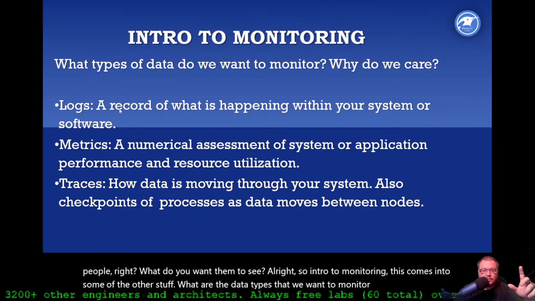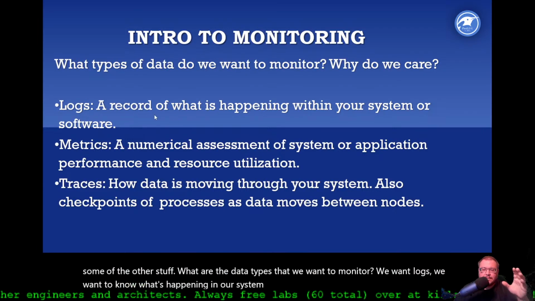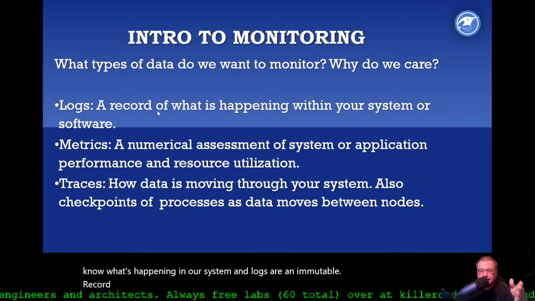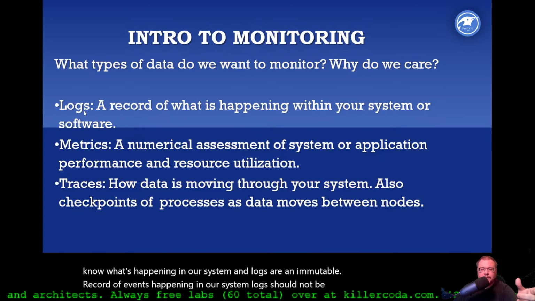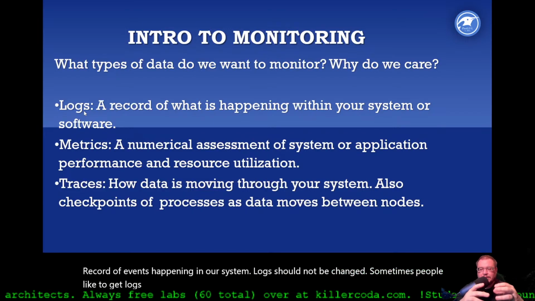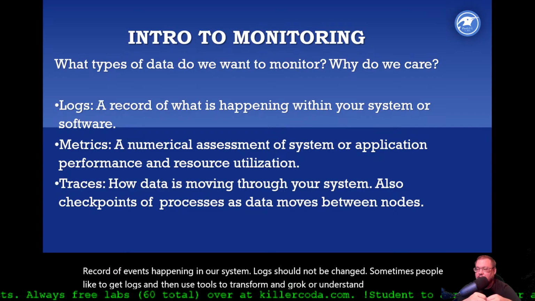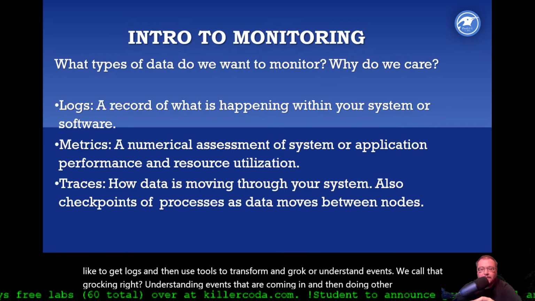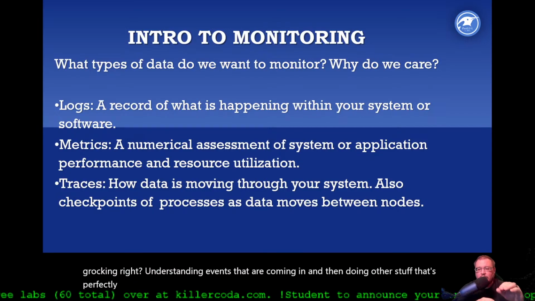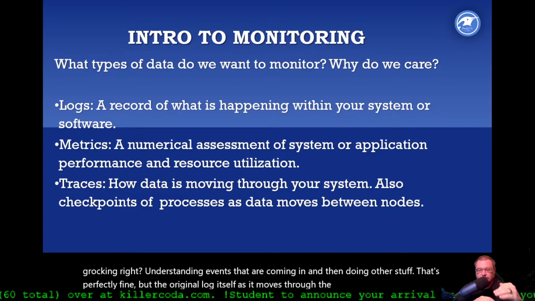We want logs. We want to know what's happening in our system, and logs are an immutable record of events happening in our system. Logs should not be changed. Sometimes people like to get logs and then use tools to transform and grok, or understand, events. We call that grokking, right? Understanding events that are coming in and then doing other stuff. That's perfectly fine. But the original log itself, as it moves through the pipeline and down into storage, should never be changed.